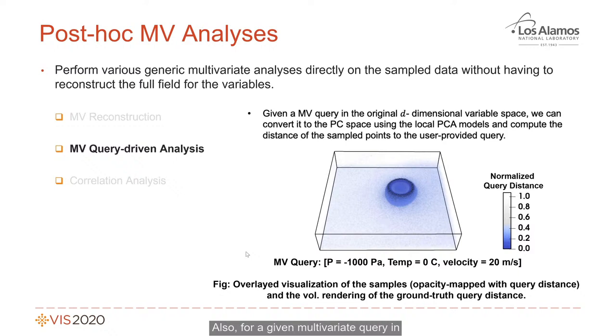Also, for a given multivariate query in the original D-dimensional variable space, we can convert it to the PCA space and then compute the distance of the sample points to the user-provided query. Here is an example of this for the Hurricane Isabel dataset for a query around the wall of the Hurricane Eye. The samples are opacity mapped to the query distance value.